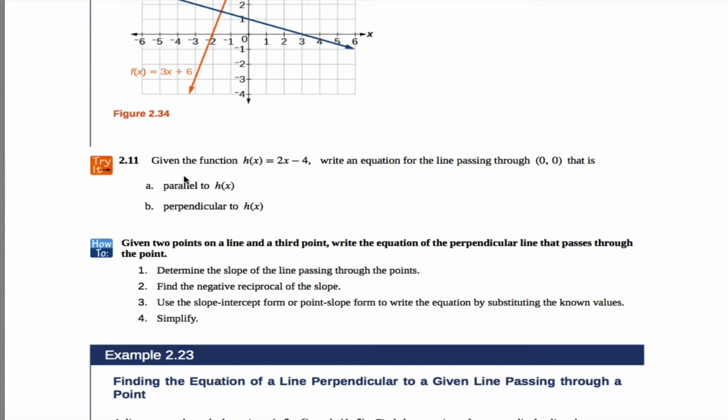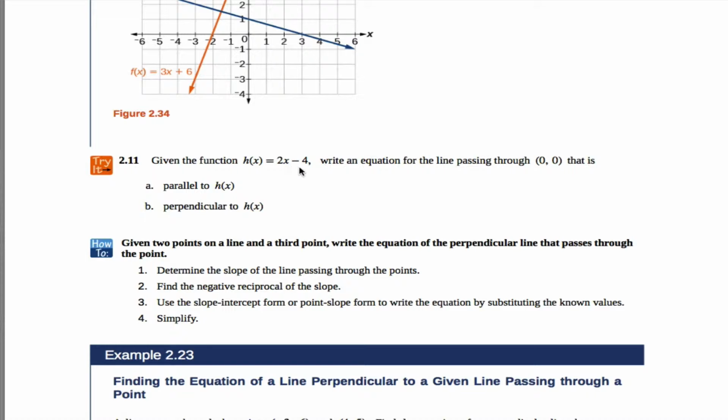All right, here's Try It 2.11. I want to do this because these problems are kind of involved, so they're worth talking through. We're given one line and asked to come up with the equation of a completely different line. The different line goes through this point, and in part A, it's parallel to this guy, and in part B, it's perpendicular to this guy.